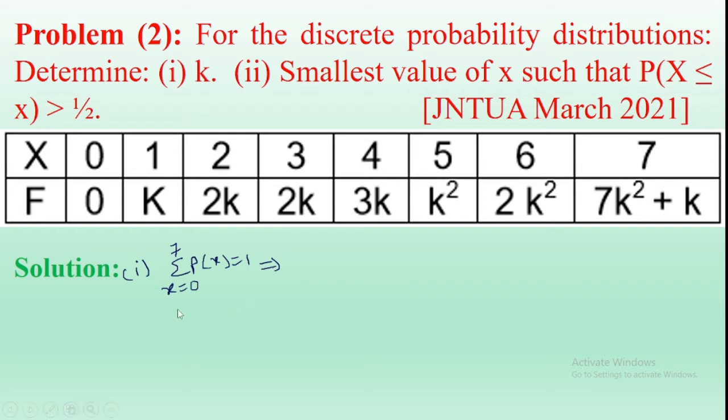So now on the LHS, substitute the different values of x, that is x equal to 0 to 7. The LHS is probability of 0 plus probability of 1 plus up to probability of 7 is equal to 1. Substitute the corresponding probability values. We get 0 plus k plus 2k plus 2k plus 3k plus k square plus 2k square plus 7k square plus k.